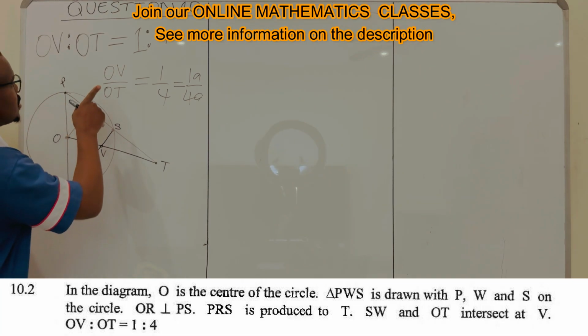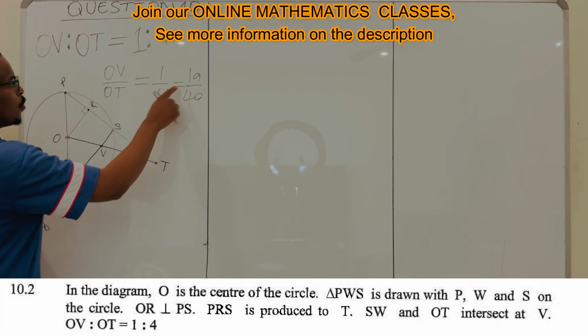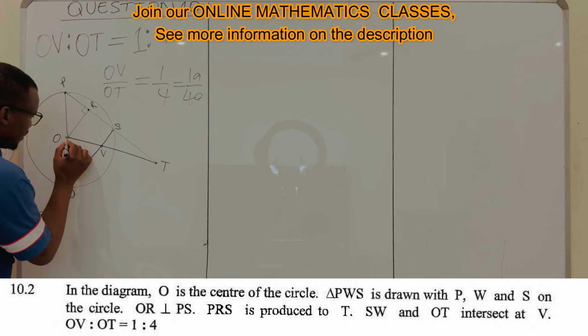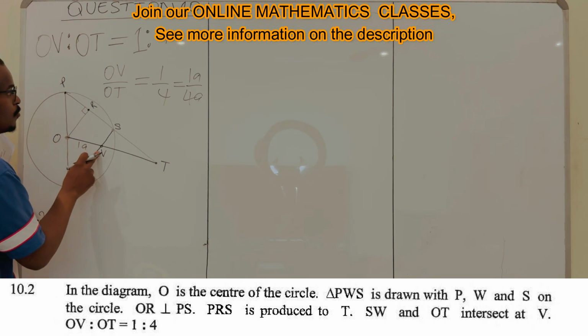So where is your OV? Your OV is from here to here. So I can say it's 1A, the OV. From here to here is 1A over here. From here to here is OV.